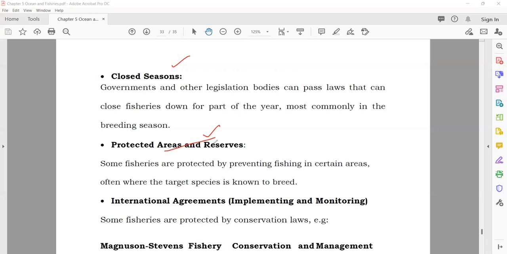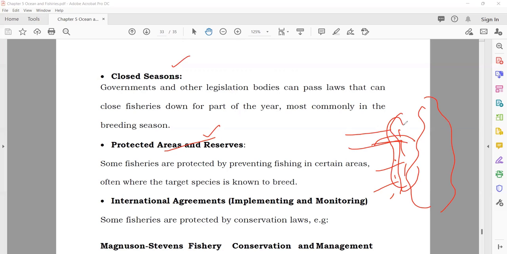Protected areas, as I told you. Sometimes, for example in this coastal area, mostly the fish come and lay eggs in these areas. And if you start fishing here, the fish will not come, and if any come, they will be caught. So if the government says that in this season nobody will catch fish from this area, then it will remain a protected reserve for some types of fish. They can come here, they can lay eggs, their babies can be produced, and then they can become fish.